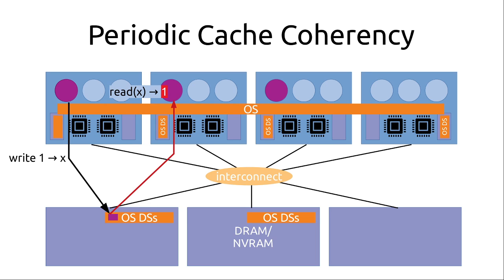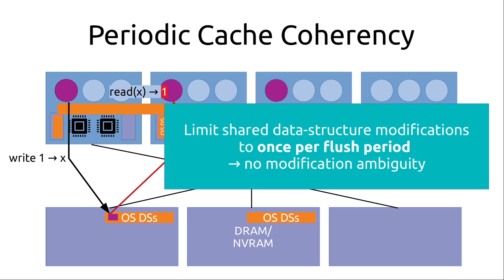And the goal of the system, the operating system, and the periodic cache flushes that are added into the system is that they limit the shared data structure modifications to once per flush period. And that means that there's no modification ambiguity where one node has modified one of the data structures and then another node tries to do the same, and then which node has the correct cache contents. There's no ambiguity here. You might have stale cache contents, but that's only for a limited amount of time, and then you have the updated value.